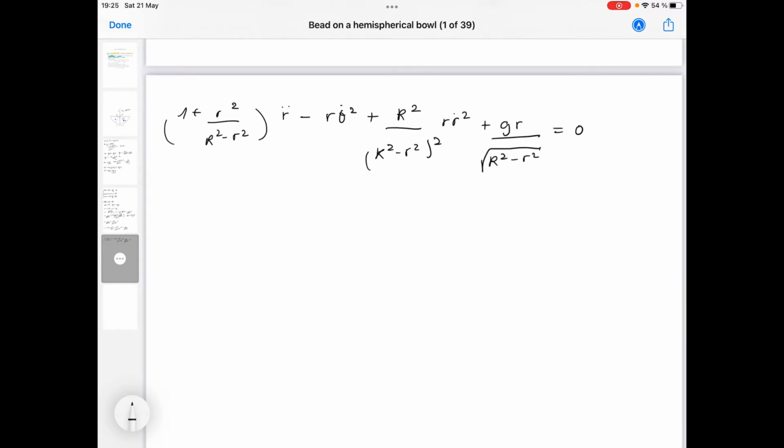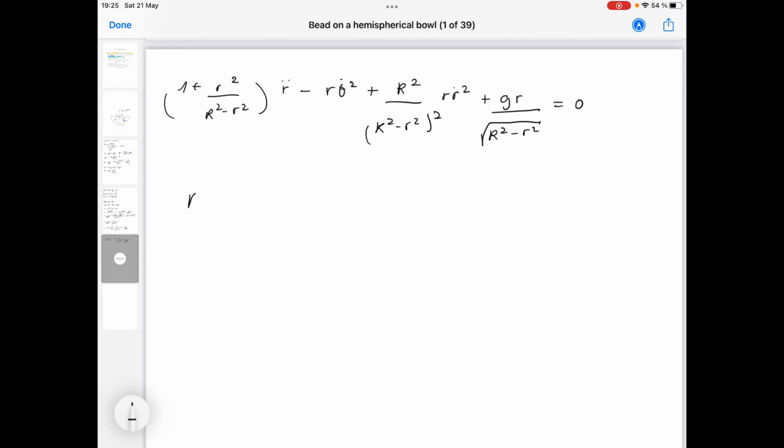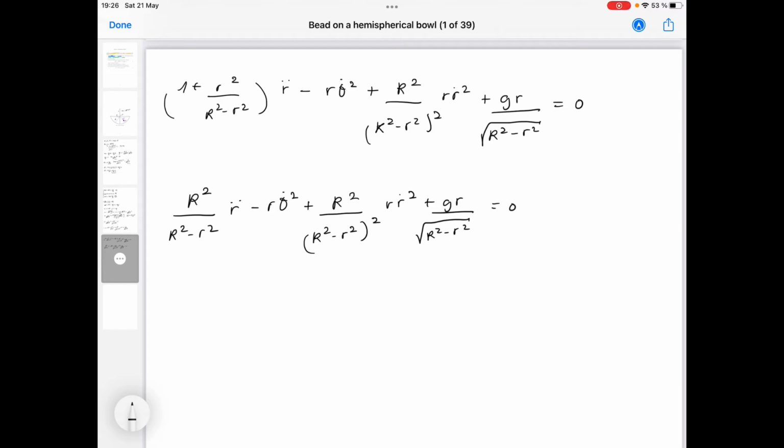And this term can be simplified, and we see that we have capital R squared over capital R squared minus little r squared times r double dot, minus r theta dot squared, plus R squared over R squared minus r squared, whole squared, times r dot squared, plus gr over the square root of R squared minus little r squared, equals 0. And so this is our equation for r and theta.